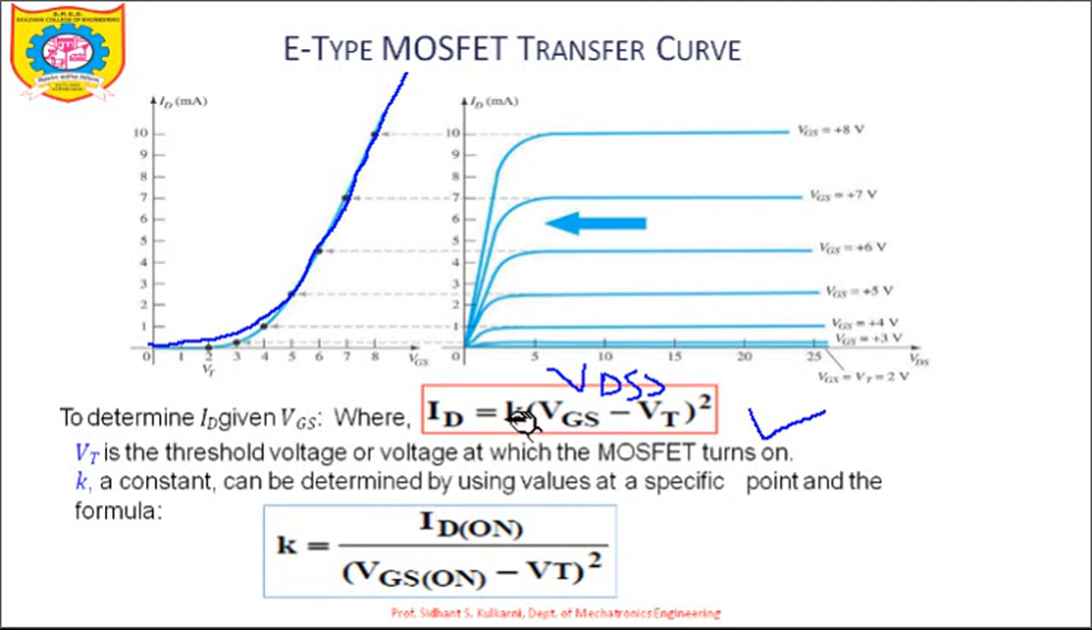So we calculate the value of K equal to ID divided by (VGS minus VT) square. When it turns on, you can calculate the value of K, and you can calculate the value of ID once we know the value of K, VGS and VT. So this is how we can calculate. Now there is a further equation.